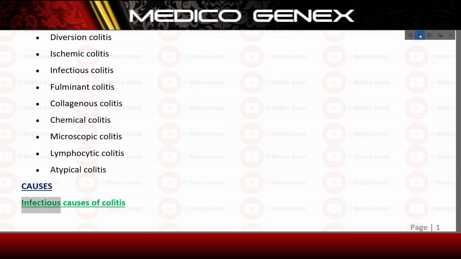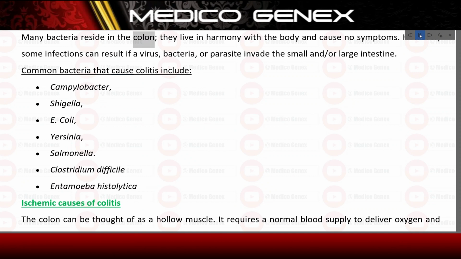Causes. Infectious causes of colitis. Many bacteria reside in the colon. They live in harmony with the body and cause no symptoms. However, some infections can result if a virus, bacteria, or parasite invade the small and or large intestine. Common bacteria that cause colitis include Campylobacter, Shigella, E. coli, Yersinia, Salmonella, Clostridium difficile, Entamoeba histolytica.